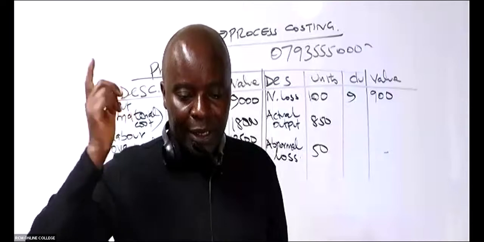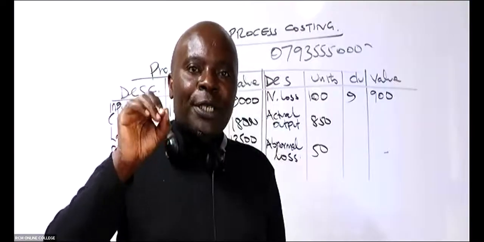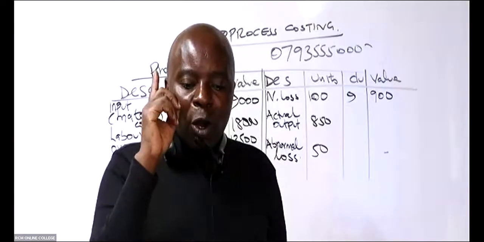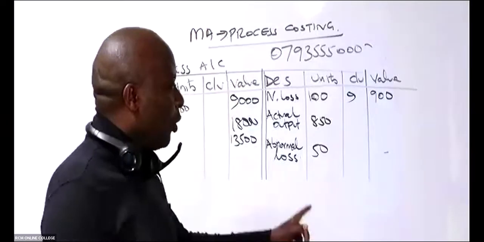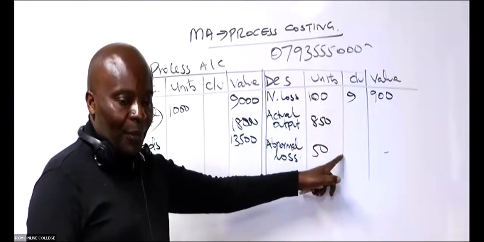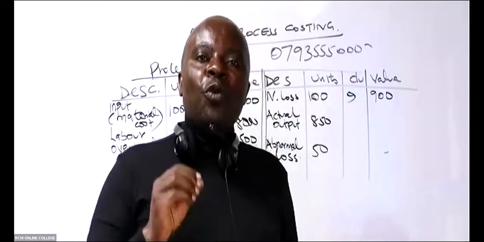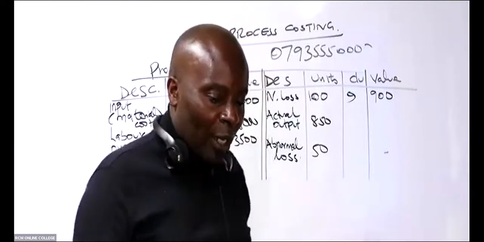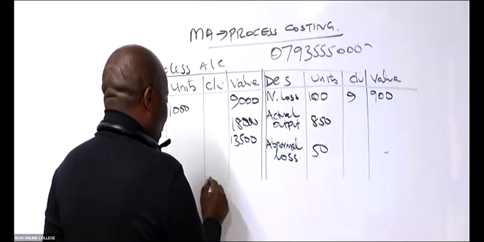I'm able to remember something. Abnormal loss, just like abnormal gain, shall always be valued at the same amount we value our good units. They carry the cost of the actual output. The cost you'll have here is the same cost you'll have here. So it means that for the abnormal loss and the actual output valuation, you must use a process cost per unit formula. Ladies and gentlemen, are you able to remember the formula for process cost per unit?